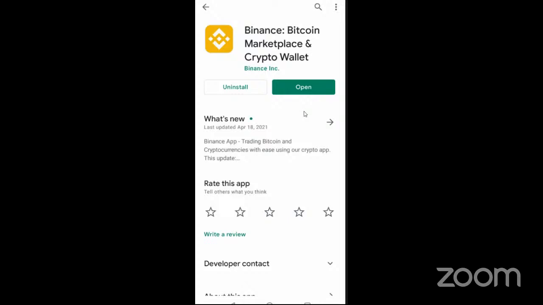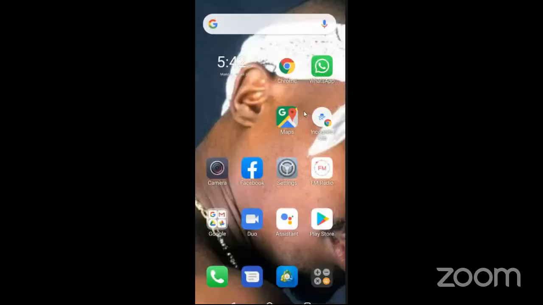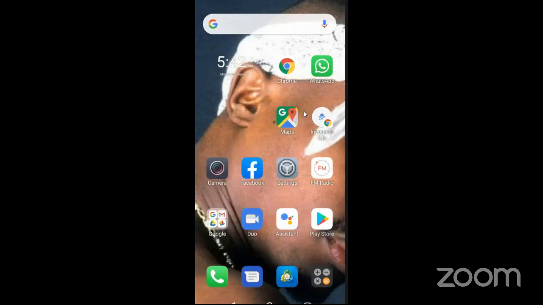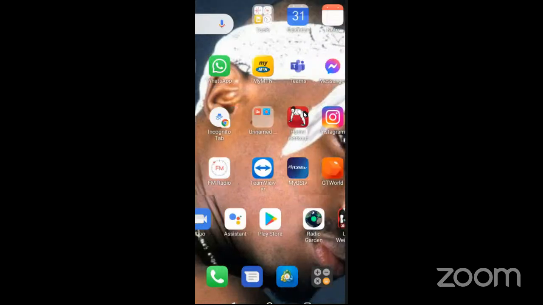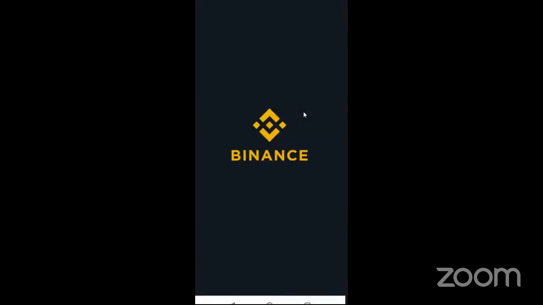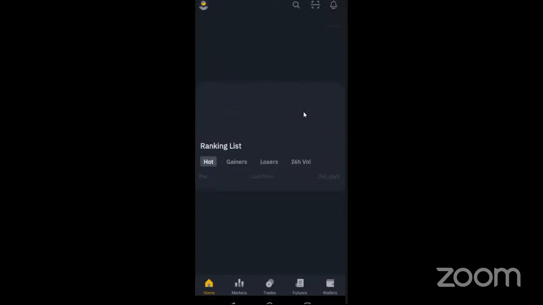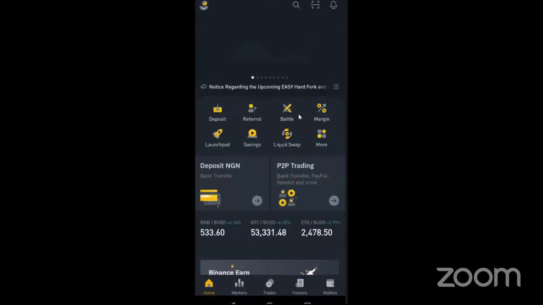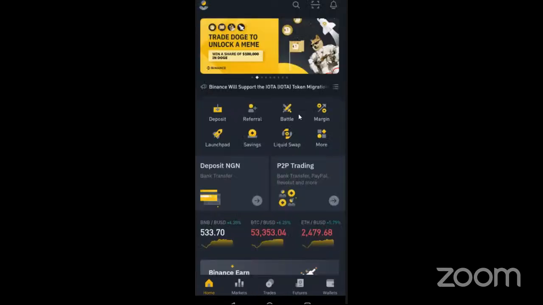So if you have opened an account with Binance on the website, all you need to do is to log in, and you'll be able to see almost all the features from the web on your Binance app. So this is how it looks. Immediately you get here, this is how it looks.